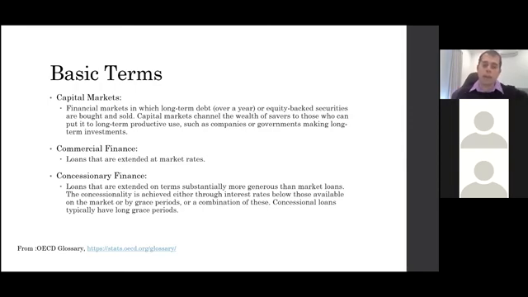So concessionary finance refers to loans that are extended on terms that are substantially more generous than market loans, where the concessionality is achieved either through lower interest rates than market rates, or by grace periods, or by just extending repayment over a much longer period of time than what we would typically see in the rest of the market. Again, we will come back to these terms over the course of the lecture, but I wanted to just throw these out as 3 important terms to keep in mind.